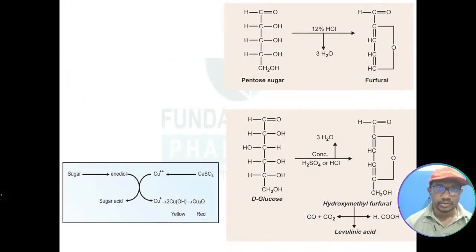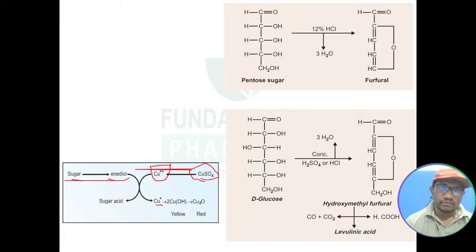Based on this, you can see sugar in a basic medium, enediol reduces the copper, ये है copper, Cu plus Cu double plus, cupric ion from the copper sulfate. Copper sulfate is a reagent of Benedict. बेनेडिक्ट reagent है, जो बारफर reagent है, उसमें copper sulfate होता है.